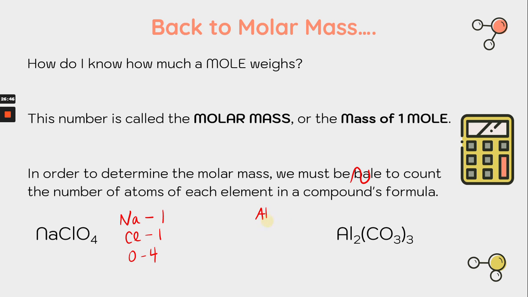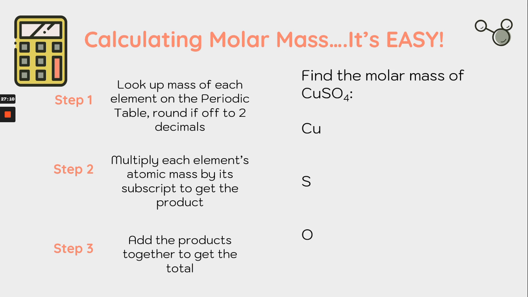Over here in my aluminum carbonate, I have 2 aluminums, 3 carbon atoms, and 9 oxygen atoms. So see, you already know how to do this. This is not at all scary. I'm going to use my ability to count atoms to figure out the mass of a mole. So that's the first step. We count up the atoms. Okay? So we did that.